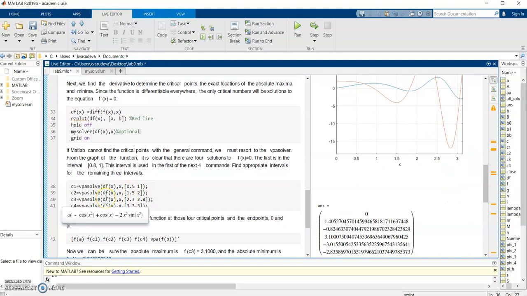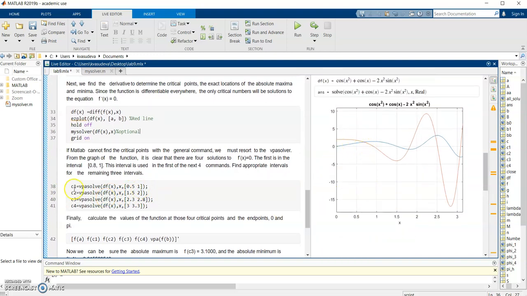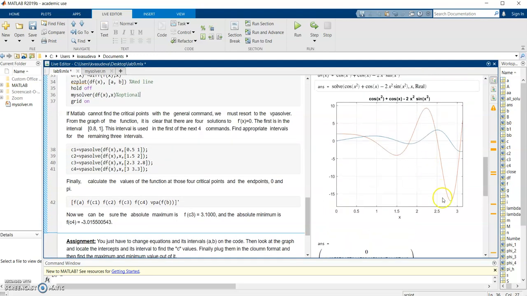Next step, I'm trying to find c values, that is the critical points. Follow the red line, use this code, c1 is equal to vpasolve df of x at this interval. Now let's look at the curve. You have 1, 2, 3 and 4. So you have 4 critical points because there are 4 points at which the curve of the derivative function is meeting 0. The first intercept is between the interval 0.5 and 1. The second intercept is between 1.5 and 2. The third meeting point at 0 is somewhere between 2.3 and 2.8 approximately. And c4 is this point, between 3 and some 3.3 or 3.4. I've taken 3.3, that is fine. Those are my critical points.